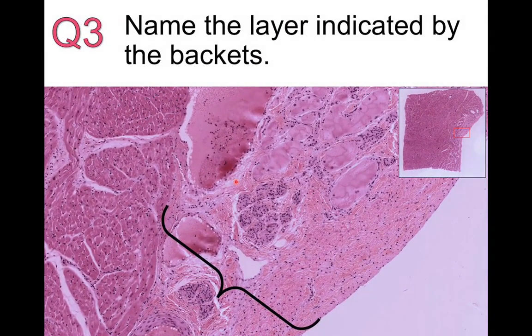The third question: name the layer indicated by the brackets. Here we have cardiac myocytes, so this is the myocardium. And this could be either an endocardium or epicardium. In this layer, we can see these large pale staining cells. These are Purkinje fibers, and Purkinje fibers are found in the endocardium. So this is endocardium.